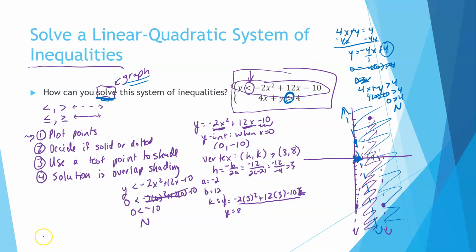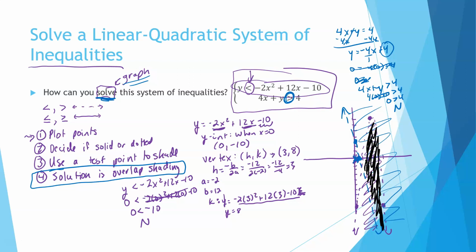But again, don't forget, the solution is where they overlap. So once I've done all my shading for both graphs, now I have to pay close attention and go back and see where, in my case, I see purple and blue. And I remember that I shaded to the right of the line kind of and inside the parabola. So it's everything that falls to the right of the line and inside the parabola. So this right here is my answer.